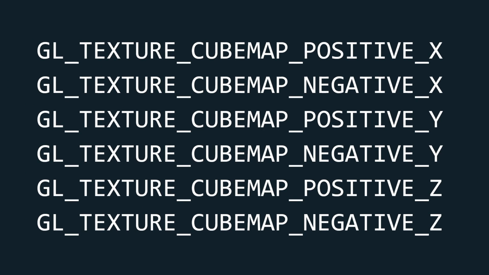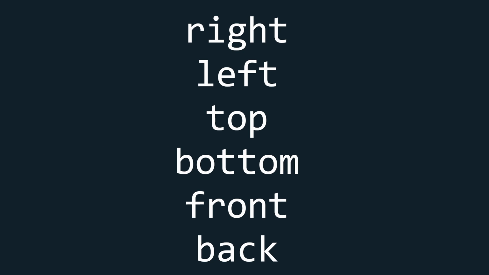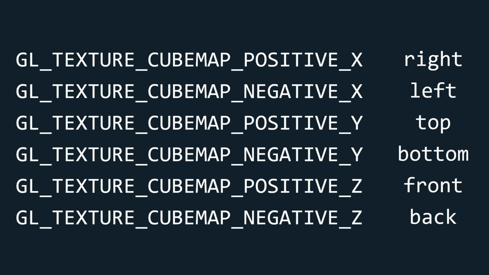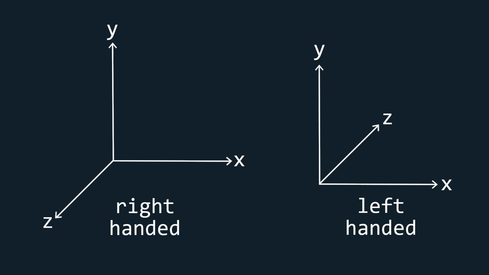Here is the order of the sides, which you can find in the OpenGL docs, and here is the order we wrote the paths in. Notice something weird? Well, normally in OpenGL, the front is in the negative Z direction, but for cube maps, the front is in the positive Z direction. That means that cube maps work in a left-handed system, while most of OpenGL works in a right-handed system. This can be very confusing, and I honestly have no idea why they chose to do this, but oh well.